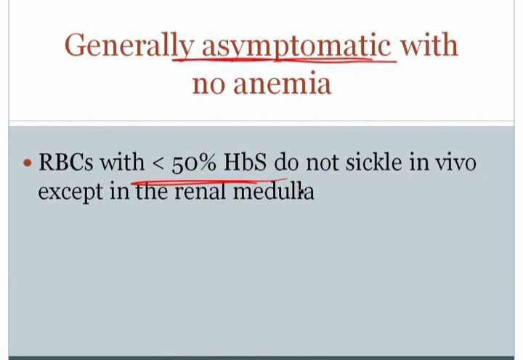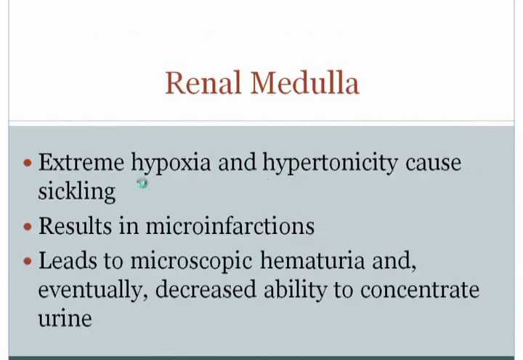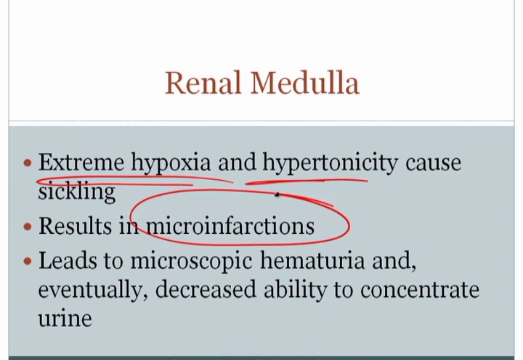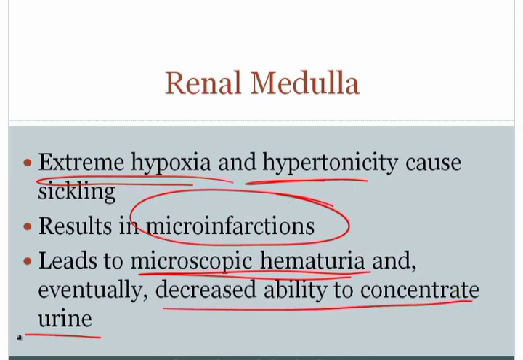There is one exception, however, and that's the renal medulla. In the renal medulla, there's extreme hypoxia and hypertonicity, and that extreme hypoxia and hypertonicity results in sickling. The patients get microinfarctions. Initially, it presents with microscopic hematuria. Eventually, the classic finding is a decreased ability to concentrate the urine. All of that is high yield concerning sickle cell trait.